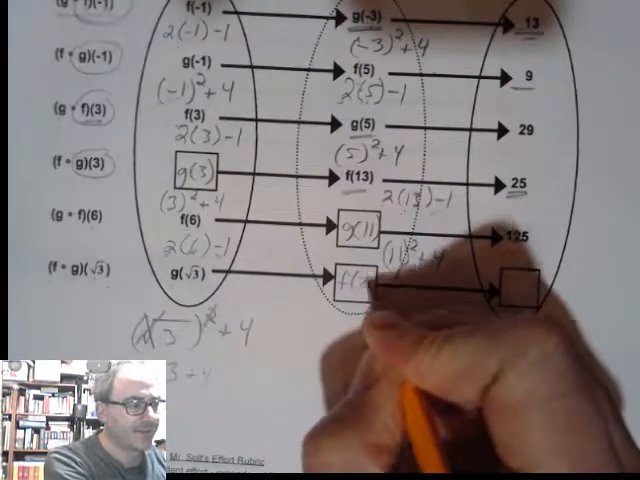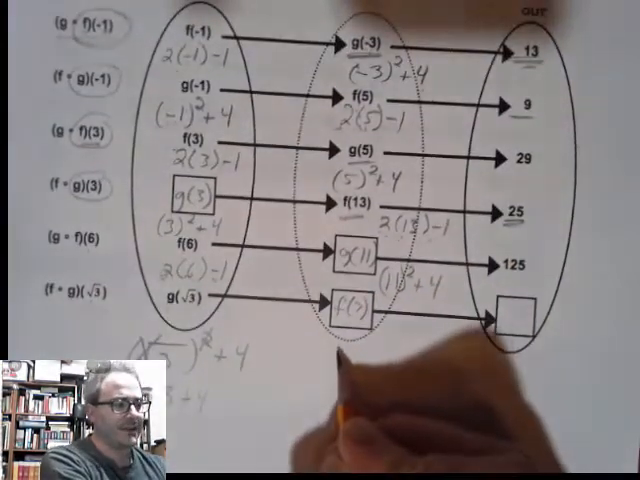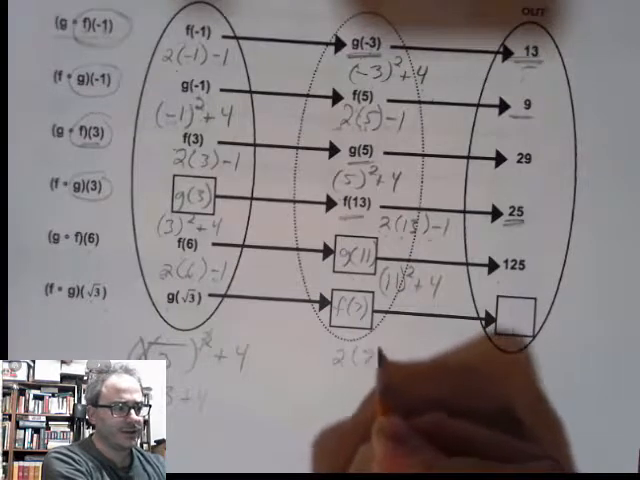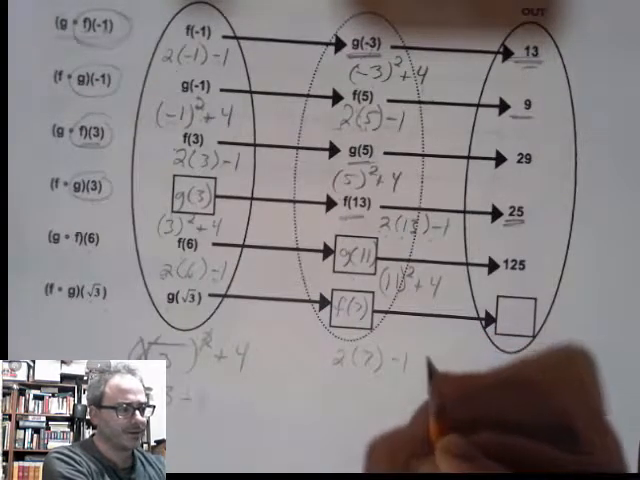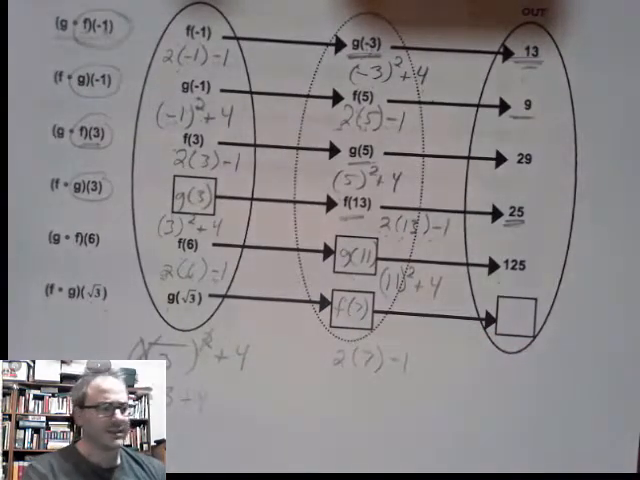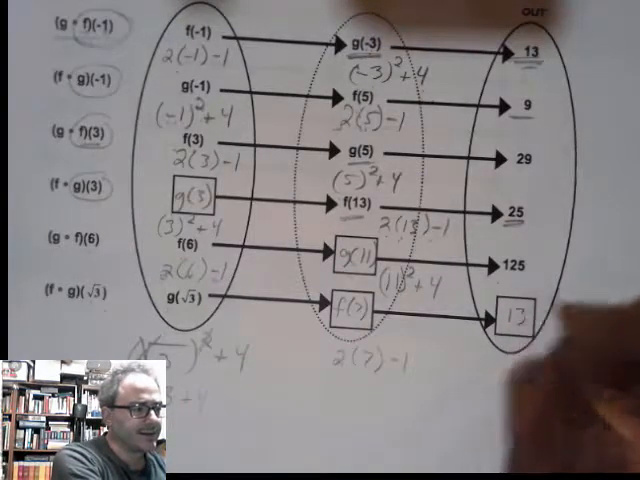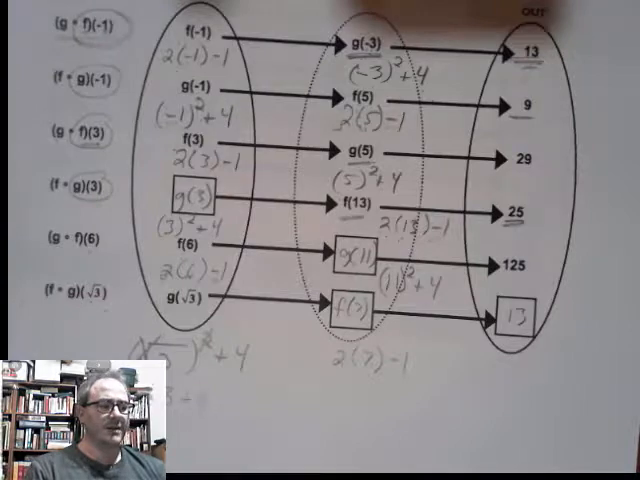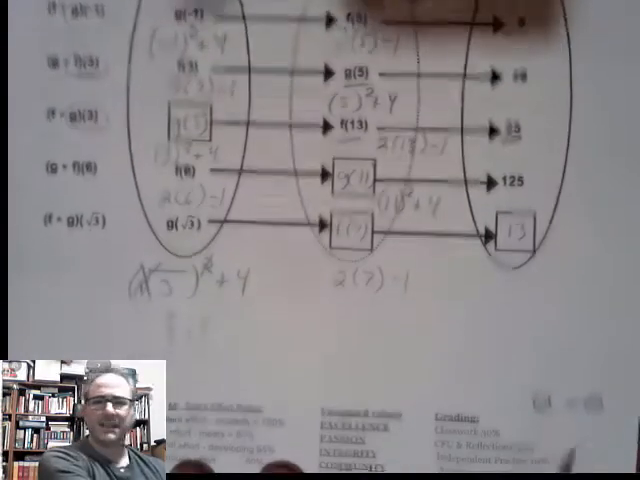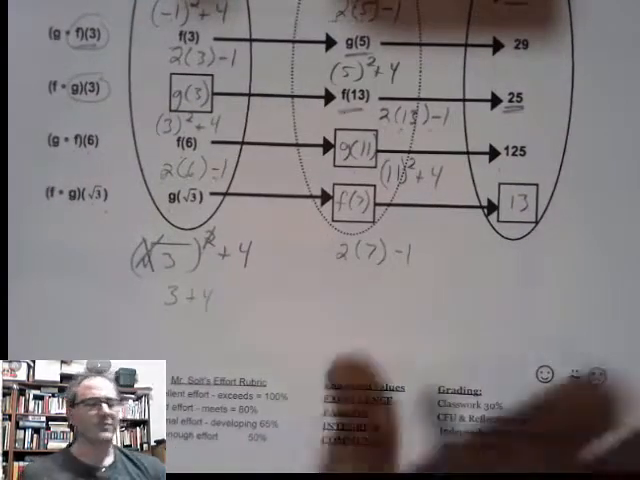What we have now is the f of 7. We've got to plug the f of 7 in. 2 times 7 minus 1. 2 times 7 is 14. 14 minus 1 is 13. Right? 2 times 7, 14. 14 minus 1, 13.